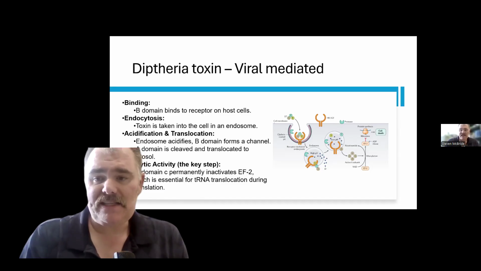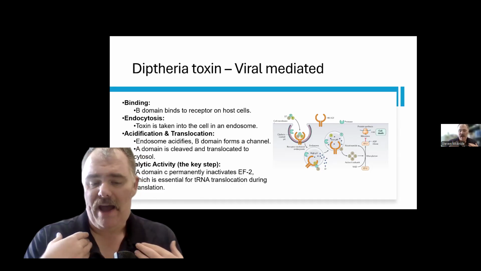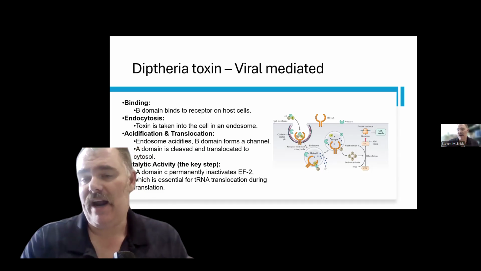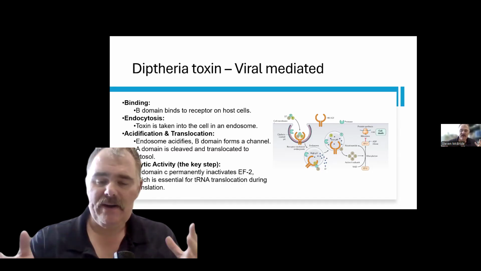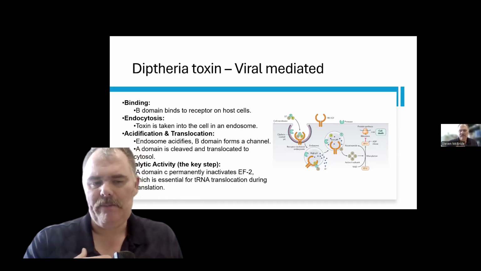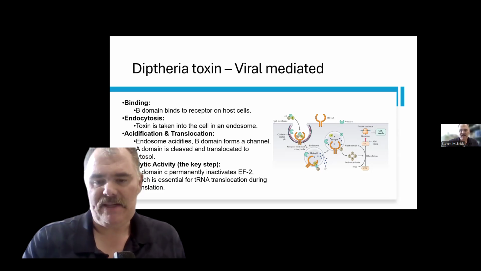And those cellular processes can be varied. It can cause cells to begin to have an ion imbalance. It can cause cells to rearrange their actin filaments. It's very dependent on the specific AB toxin, but the mechanism by which it gains entry and then is activated tends to be very similar.